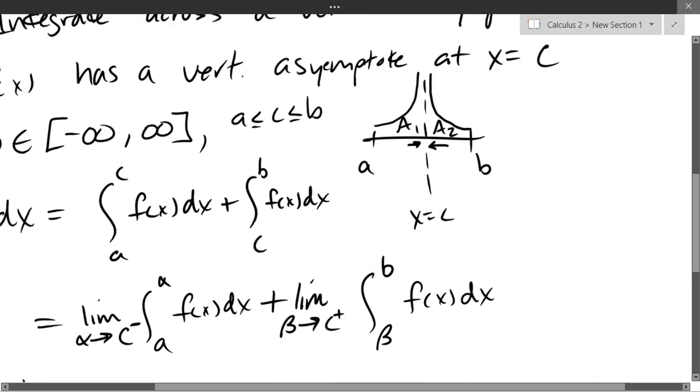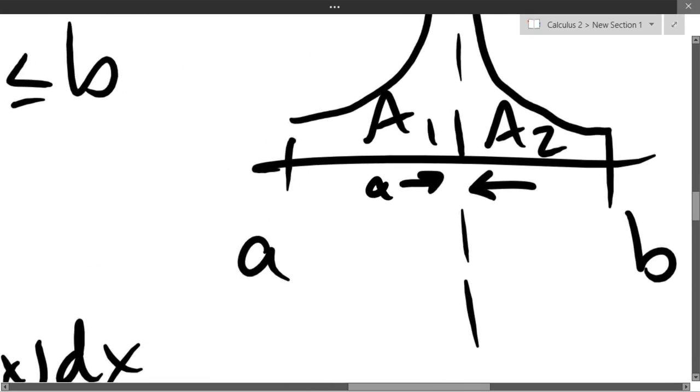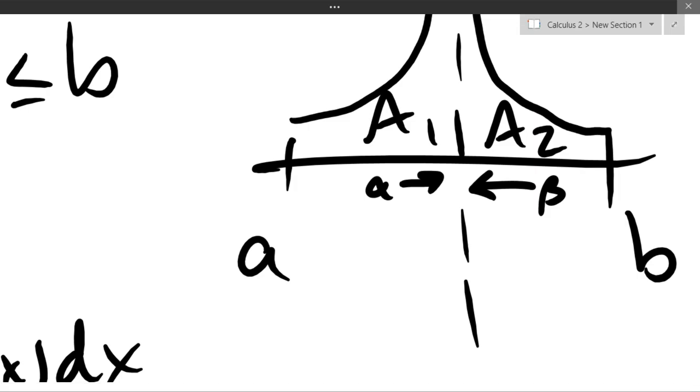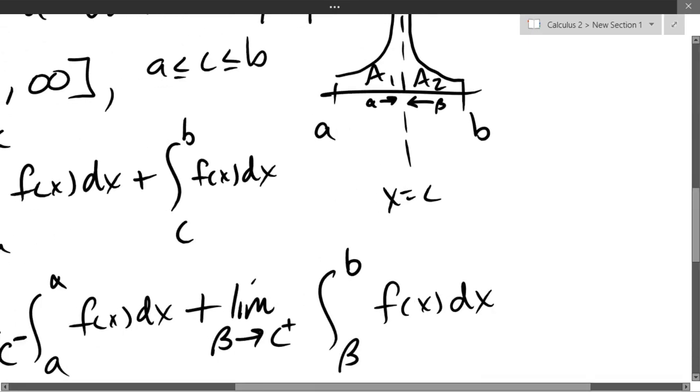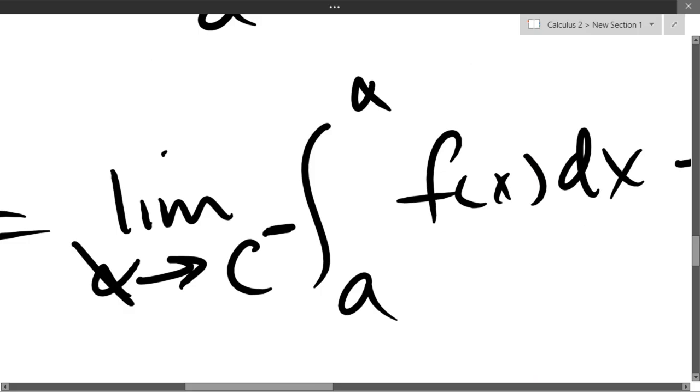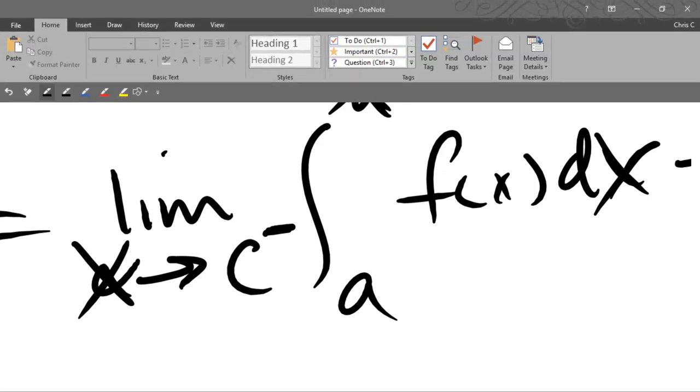So I used alpha on that side, and I used beta on that side right there. I just used the variable alpha to approach c from the negative side, and then beta is approaching c from the positive side. I wouldn't want to use x approaches c from the sides, because then I would have a limit of x approaches c and an x up here, and an x down here as well. So that would be overusing x. Another thing, you could put t inside your integral instead.